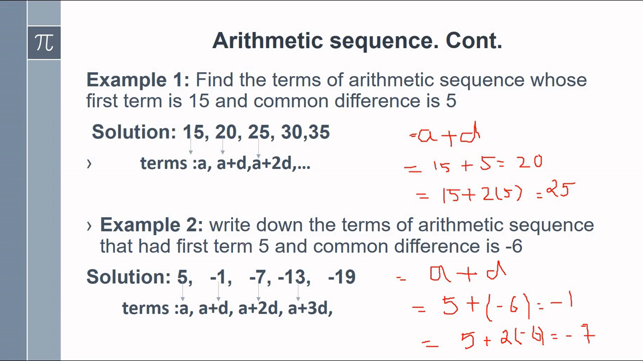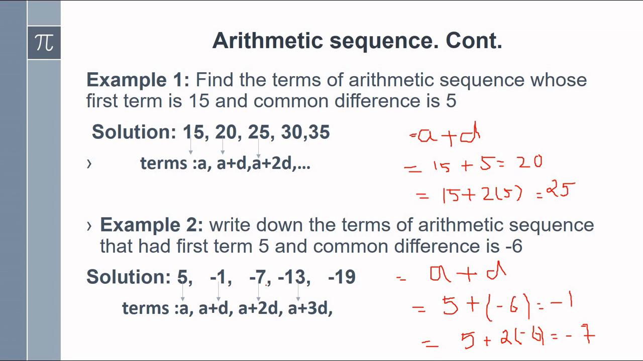Let's see another example: write down the terms of an arithmetic sequence that has a first term 5 and common difference minus 6. We can easily see that the first term is 5, which is a, and the common difference is minus 6, which is d. We take both values and put them in the equation. 5 plus minus 6 is equal to minus 1, which is the next term in the sequence.